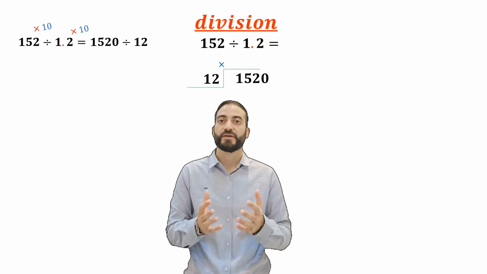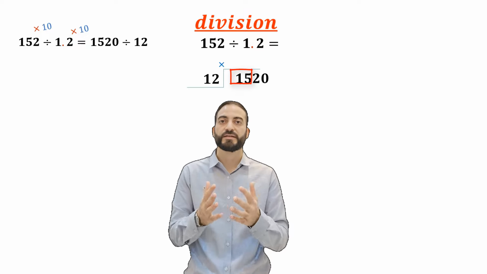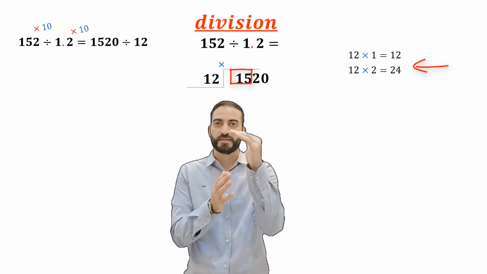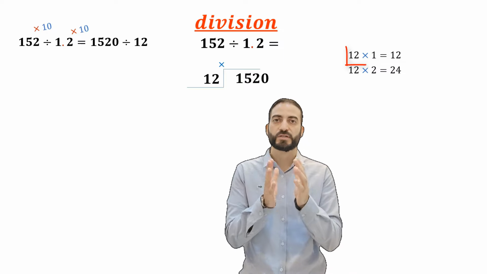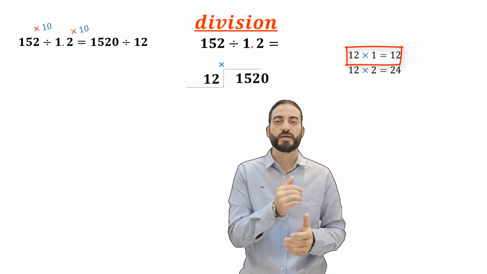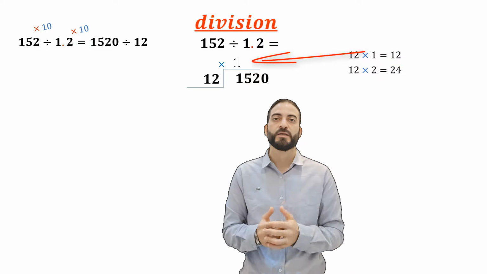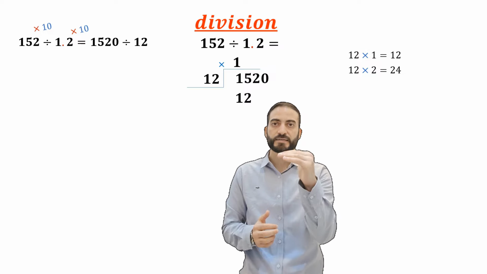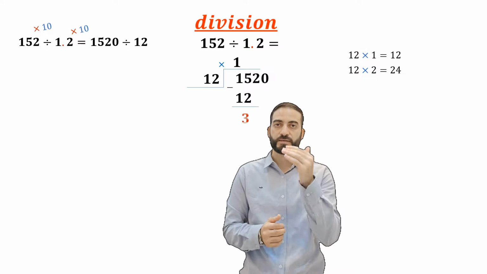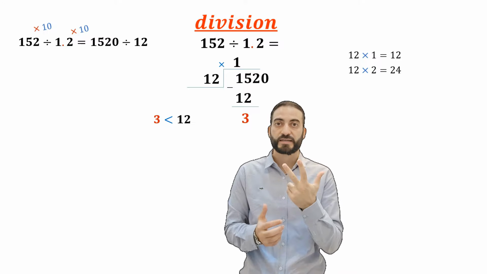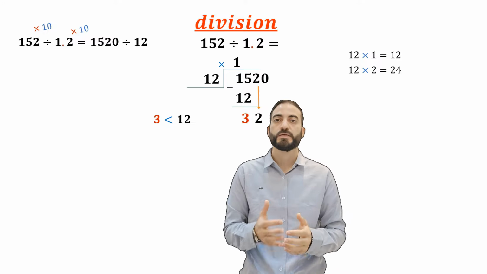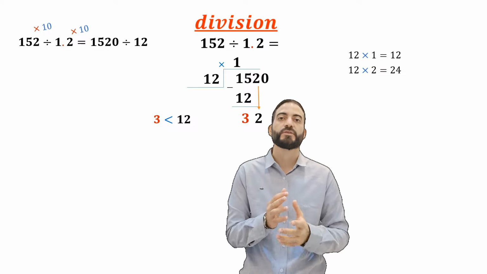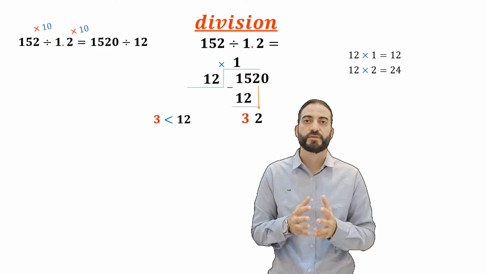So we take the 15 because it is greater than 12. So we find the 15 here between 12 and 24. So we take the smaller one, which is 12 times 1 equals 12, and put the 1 here, directly multiply it by 12 and put the answer here. And here directly we do a subtraction. 15 minus 12 equals 3. Because 3 is less than 12, we put the 2 here. So we have 32. Because 32 is greater than 12, we can complete the process.